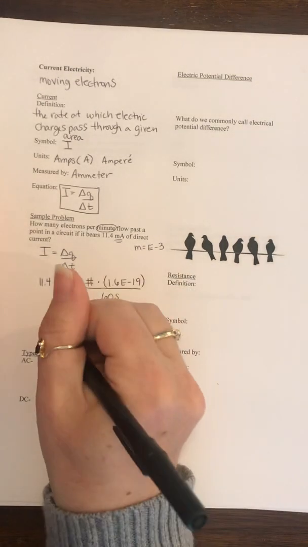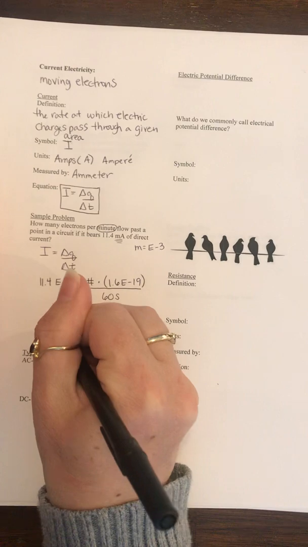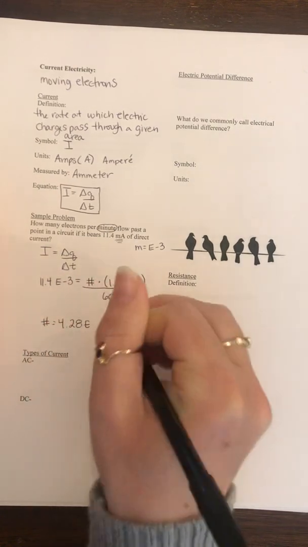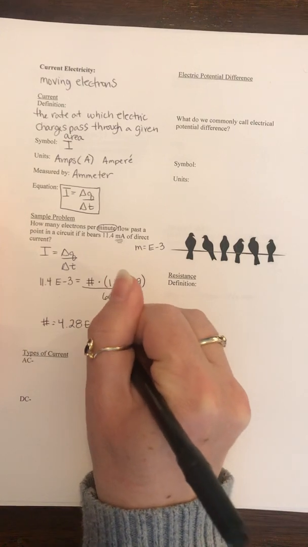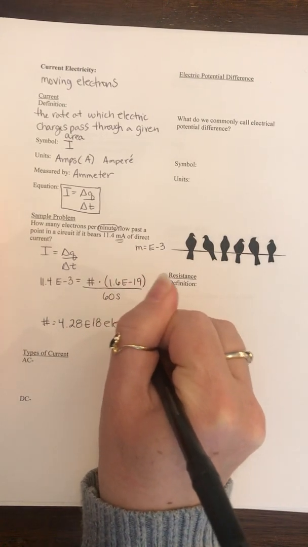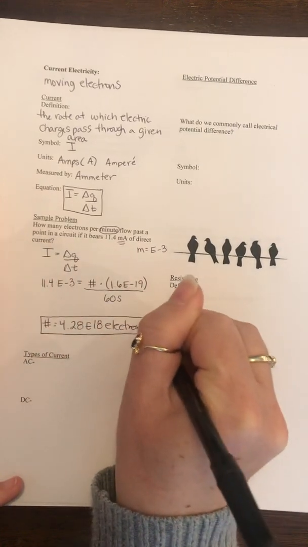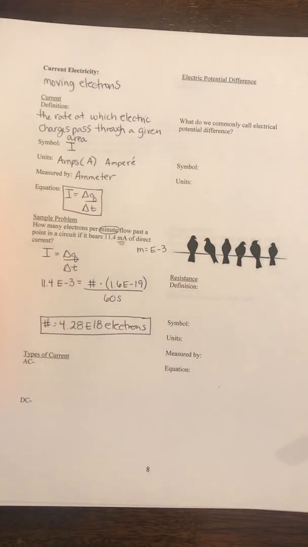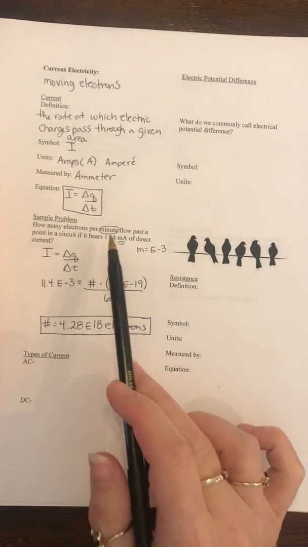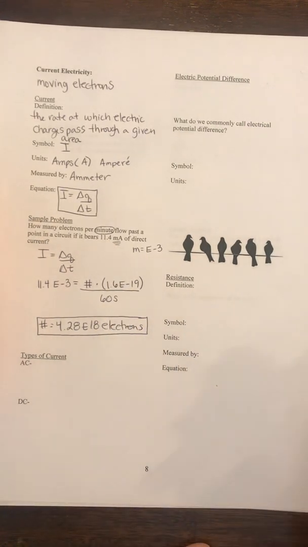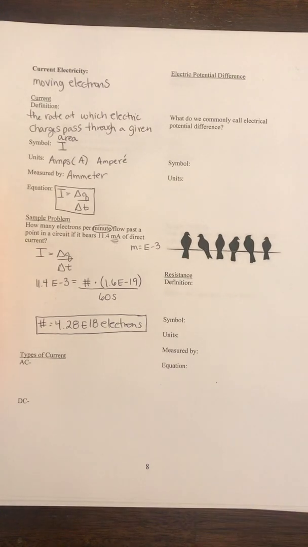Okay, so if we do this and we say the number of electrons is equal to 4.28 e to the 18 electrons, I hope you're saying to yourself, holy guacamole, that is a lot of electrons. Again, this is only a milliamp of current. Imagine if we had a whole amp of current, that would be a lot of electrons.